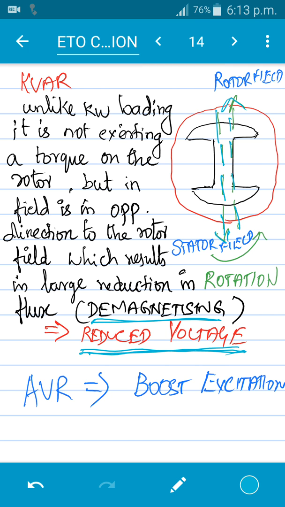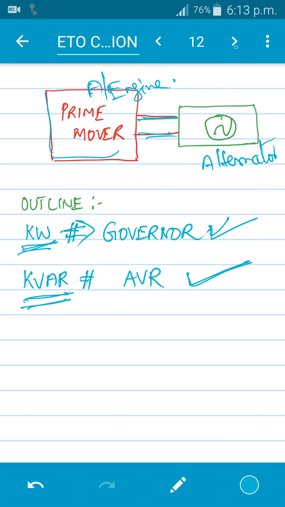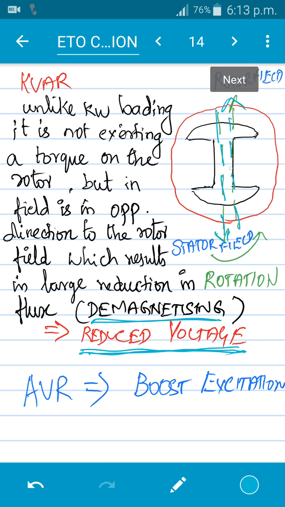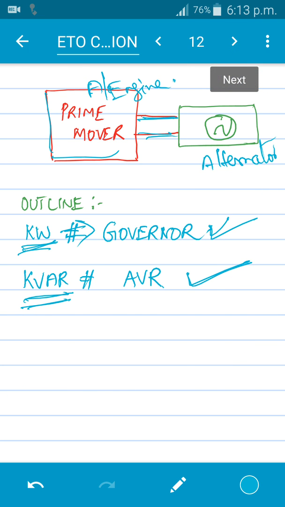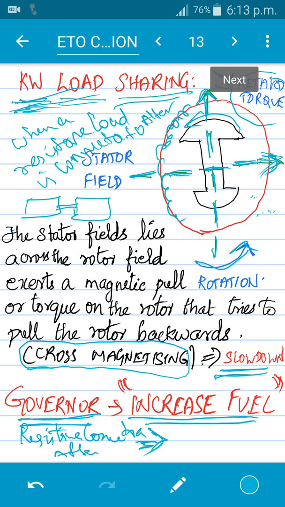In the resistive load, there will be no reduction in the voltage, only the distortion will happen. During the pull backwards, there will not be much reduction in the voltage, only a little, negligible. That is why the governor will come into action. Only the speed will reduce.